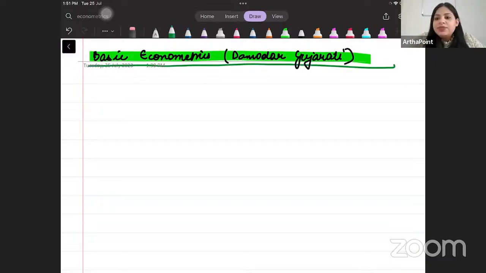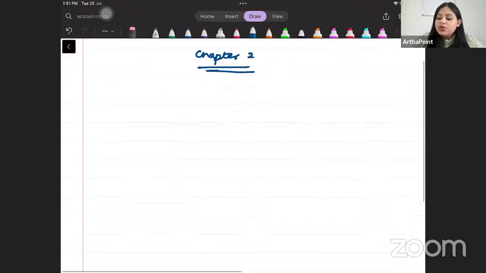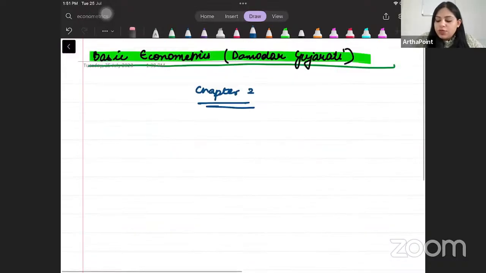So, the book that I am choosing for the day is Damodar Gujarati. And in this book, I am picking up for today chapter number 2. So we will try and do at least the first 5 questions of chapter 2 in today's class. Okay. So let us try to read the first question from the book. So the first question of chapter 2 states the following. What is the question?